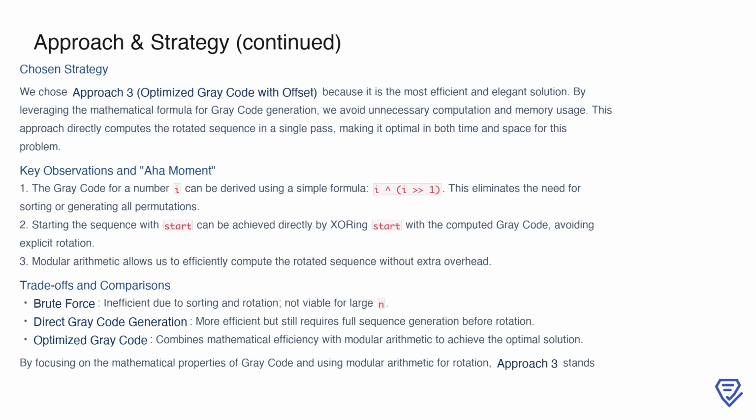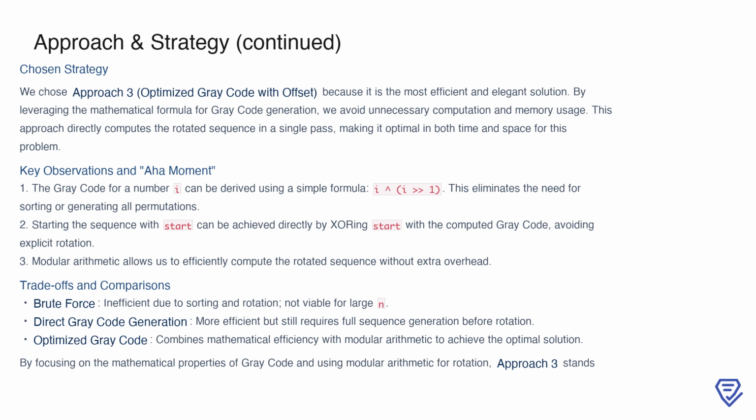While the brute force method is computationally prohibitive and the direct generation approach still requires large memory for storing the sequence, the optimized approach strikes the perfect balance between efficiency and simplicity. Its reliance on mathematical properties ensures that it handles large values of n effectively, making it the ideal solution for this problem.